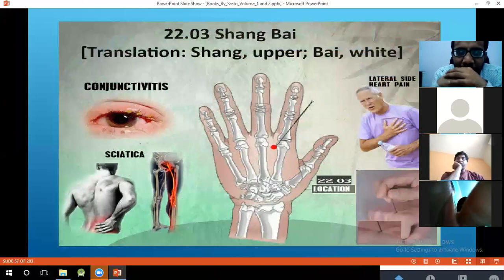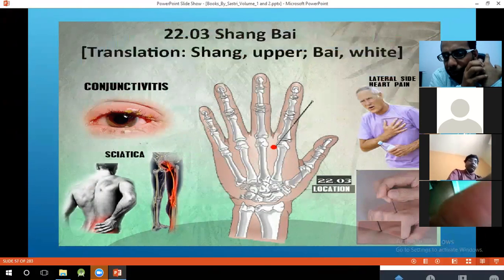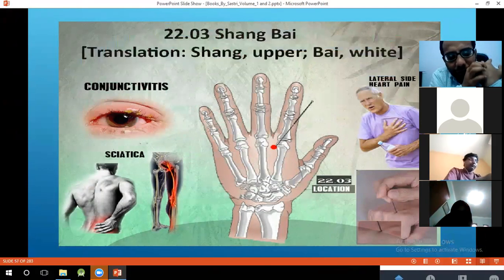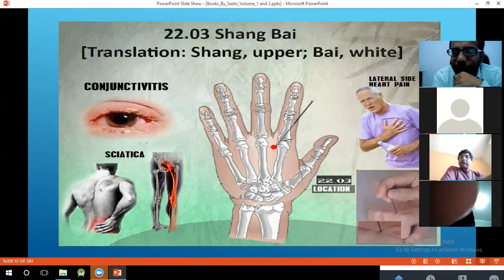Then comes 22.03. 22.03 is a very good point for sciatica pain. It is in between here. Just needle this point and you get it. It's here, just below 8.02. Needle it, just get De Qi, you get an instant result. Even in conjunctivitis and heart pain, this gives very good results.